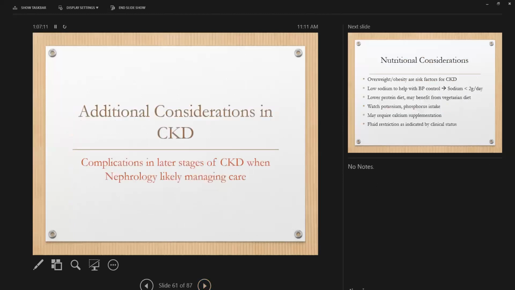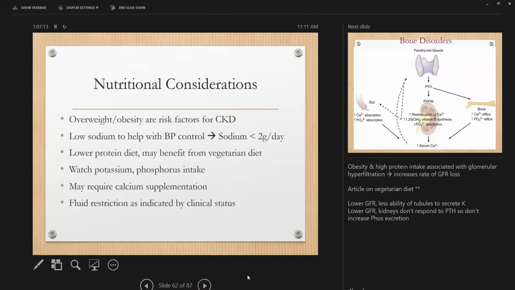Complications that can occur. So these are some nutritional things. We already know about obesity and overweight. It increases your risk for cardiovascular and for CKD. We want to do a low sodium diet to control that blood pressure, do a low protein diet, watch potassium. They may require a calcium supplement.